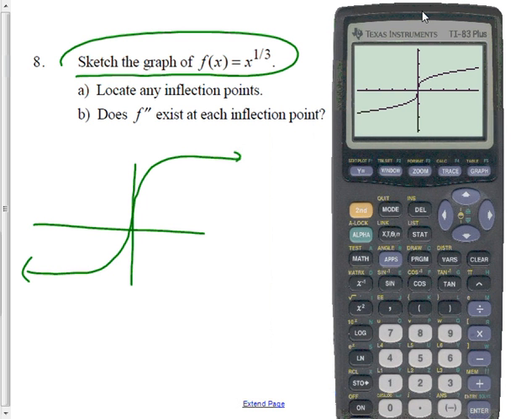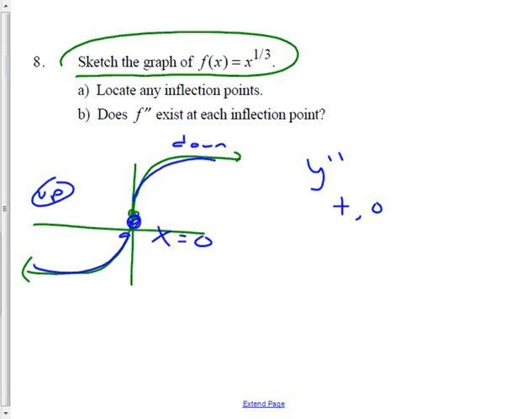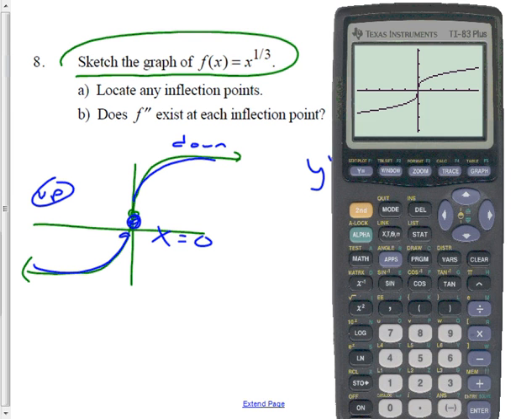And it says locate any inflection points. Without having to do really any work, we can see that there's an inflection point at x equals 0. That's where it's changing concavity. And we can bet, here we're concave up, here we're concave down. So our second derivative should go positive, 0, negative at x equals 0. But let's see what happens.